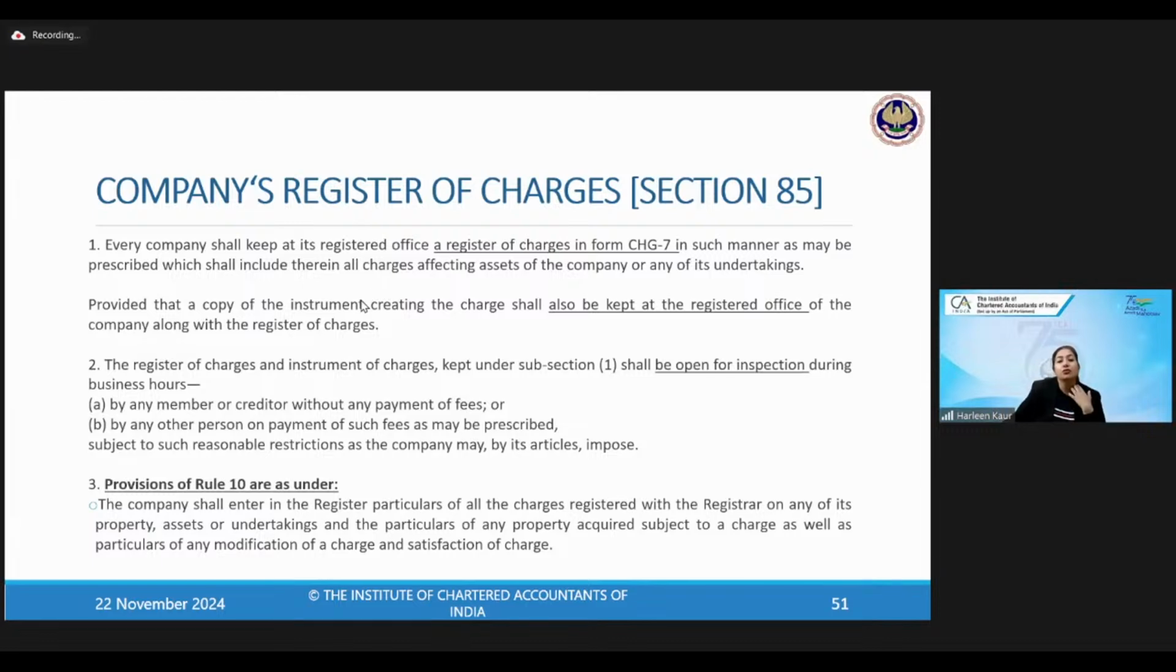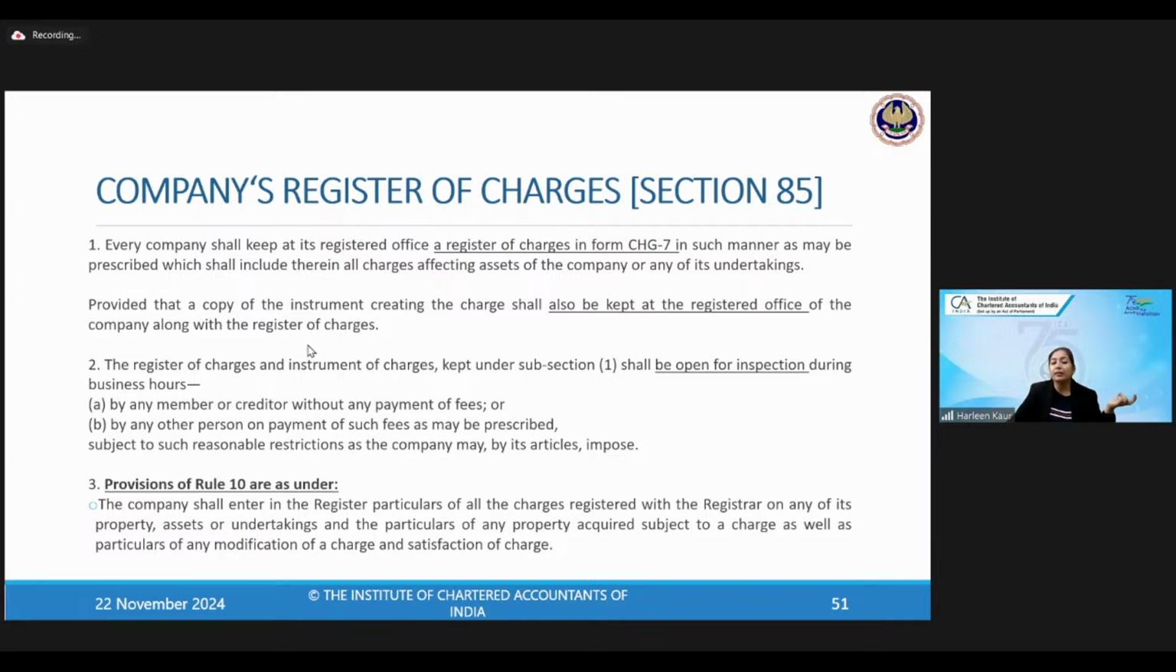Company's register of charges. So the company is also required to keep at the RO office a register of charges. Now this is form CHG 7, which gives you all the details about what charges have been created, what is the value of the property, what is the amount. CHG 7 is the form in which the register of charges shall be maintained, and this copy has to be maintained at the RO of the company. The register of charges shall be open for inspection only during business hours. Anyone can come and review the copy of these charges.